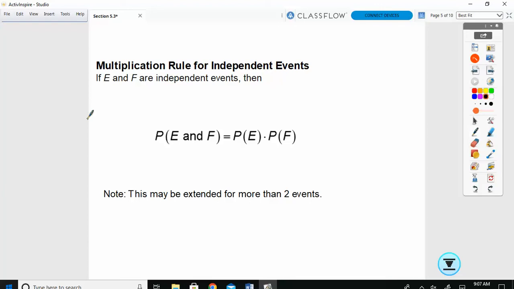So the first thing on the second page is our complement, which we talked about yesterday, 1 minus. And right underneath that is the multiplication rule for independent events. So if E and F are completely independent, they have nothing to do with each other, then the probability of E and F happening, we said and means multiply, so all you have to do is the probability of E times the probability of F. And we could extend that. I only put it for 2 events, but it could be as many as we wanted as long as they're independent. So we could just keep multiplying those things.